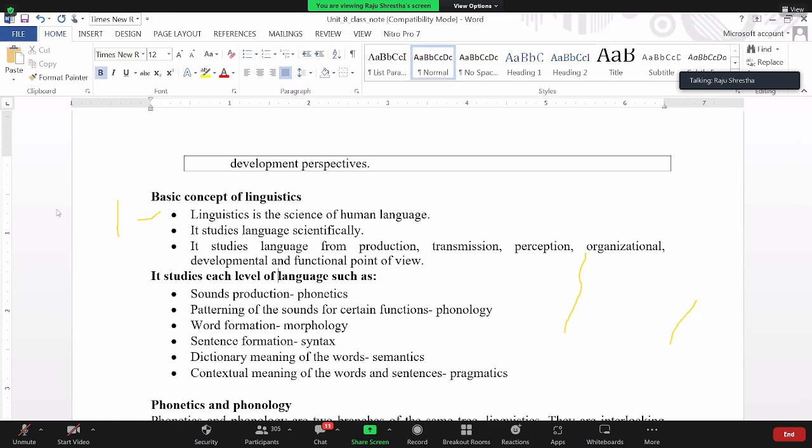Now see, it studies each level of language: sounds production, phonetics; patterning of sounds or arrangement of sounds to make words, this is phonology. And word formation, morphology; sentence formation, syntax. Then dictionary meaning of the words, literal meaning, general meaning, this is semantics; contextual meaning, this is pragmatics. So dictionary meaning or literal meaning or general meaning, direct meaning, सीधा अर्थ दिने चाहिँ semantics हो.